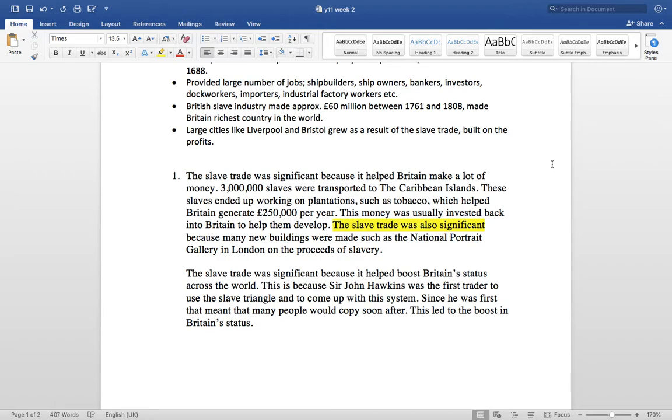The slave trade was also significant because many new buildings were made, such as the National Portrait Gallery in London, on the proceeds of slavery.